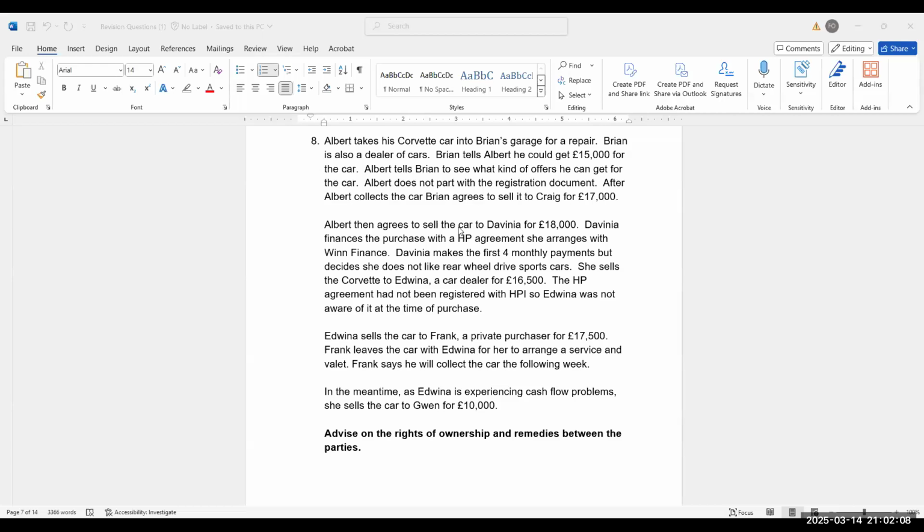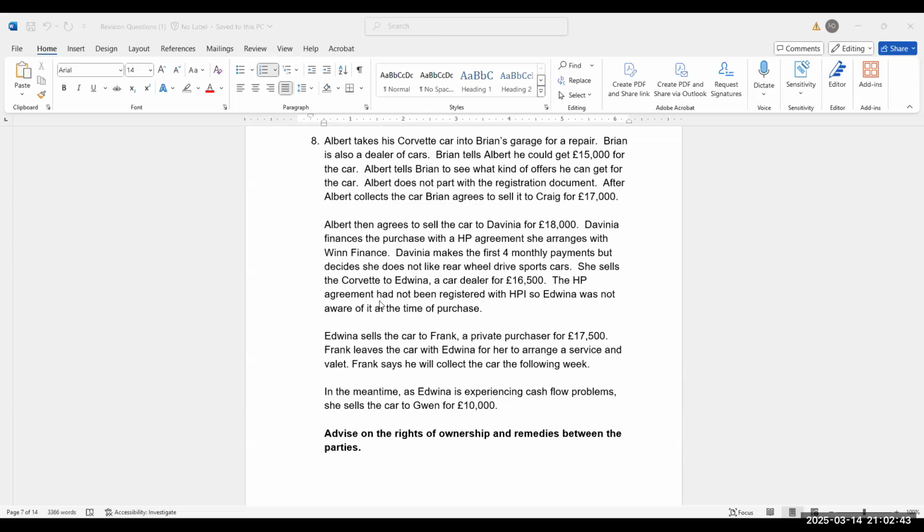So it would appear that Davinia has been in breach of that condition, and that could mean that there's been a total failure of consideration. So she could repudiate the contract and claim damages. Again, the authority on that is Rowland v Divall. However, in this case, Edwina has sold the car on, so she's not in a position to return the car to Davinia. So repudiation, what's that going to look like? It no longer looks like it's possible.